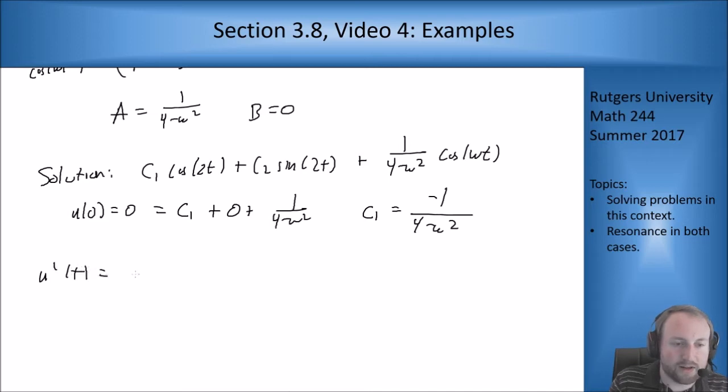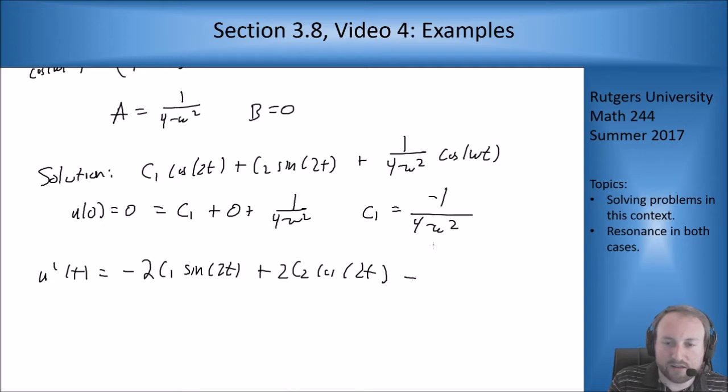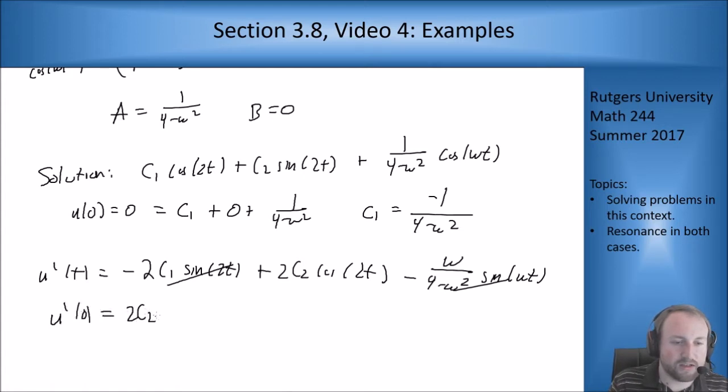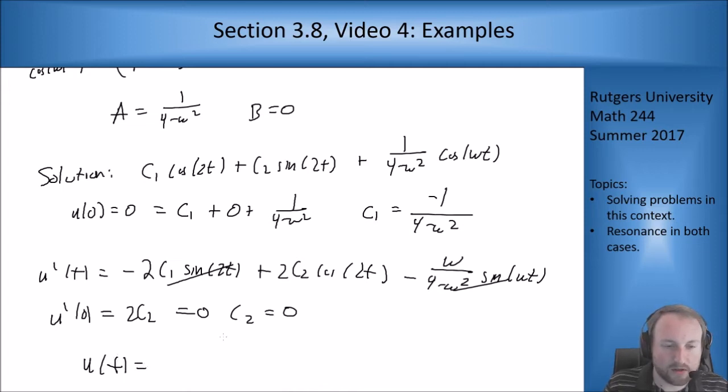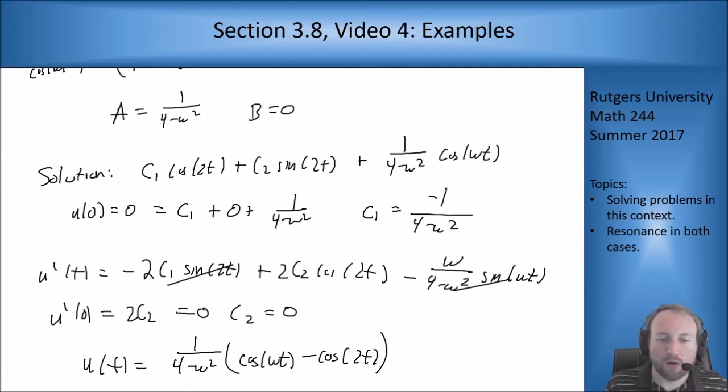And u prime of t is what? It's negative 2 c1 sine of 2t plus 2 c2 cosine of 2t minus omega over 4 minus omega squared sine of omega t. And if I plug in 0, this goes away, this goes away. u prime of 0 equals 2c2 equals 0, so c2 is 0. So my solution looks like u of t equals 1 over 4 minus omega squared times cosine of omega t minus cosine of 2t, which is what you would expect from what we talked about in the previous video about the undamped case.